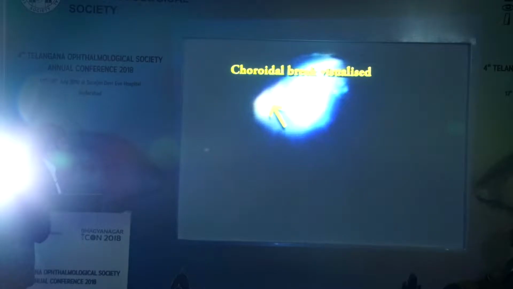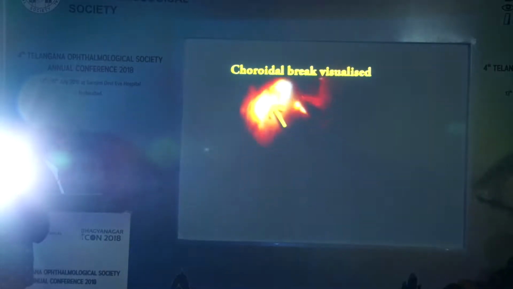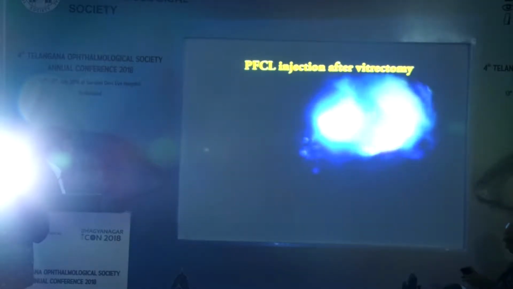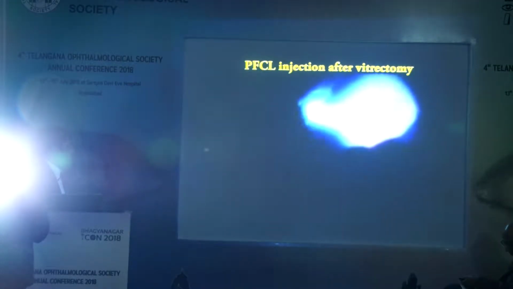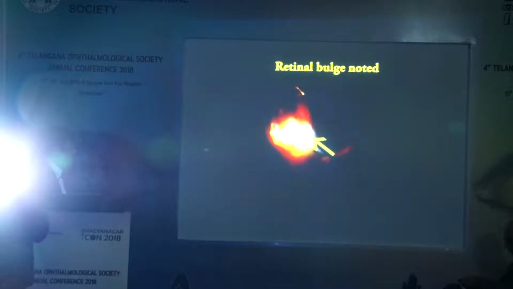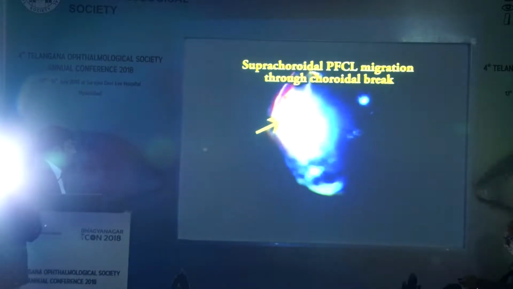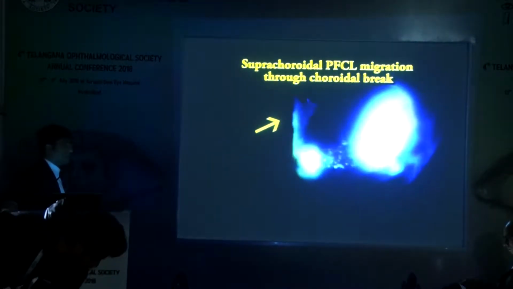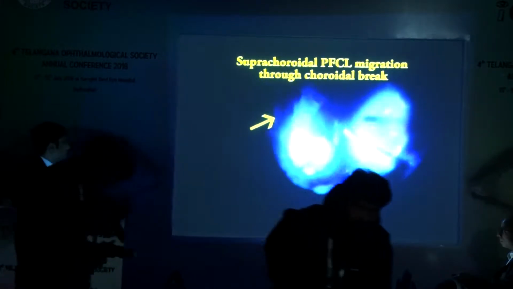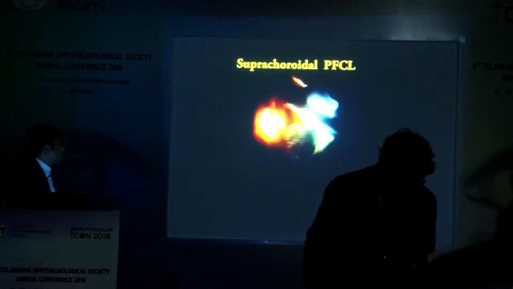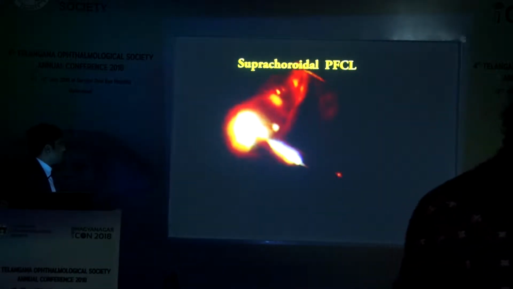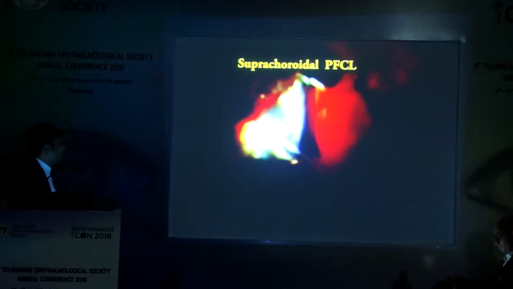Then, a peripheral choroidal break was also noted. After completing the peripheral vitrectomy, perfluorocarbon liquid was injected. The retina appeared to be attached, but retinal bulge was noted temporarily. On careful examination, suprachoroidal migration of perfluorocarbon liquid through the choroidal break was noted. The presence of this perfluorocarbon liquid in the suprachoroidal space can be seen here.